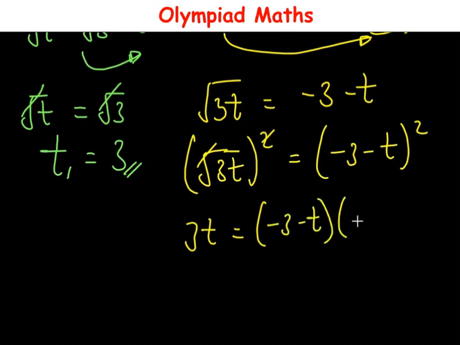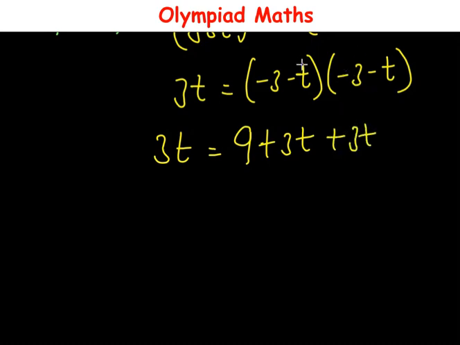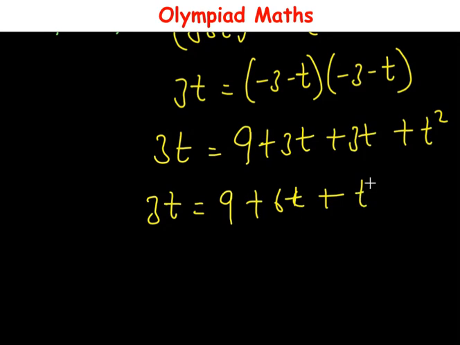3t is equal to minus 3 minus t all squared, which is simply minus 3 minus t multiplied by minus 3 minus t. So with this, what we have is 3t is equal to minus 3 times minus 3 is plus 9, minus 3 times minus t is plus 3t, minus t times minus 3 is plus 3t, minus t times minus t is plus t squared. So from here, 3t is equal to 9 plus 3t plus 3t is plus 6t, plus t squared.